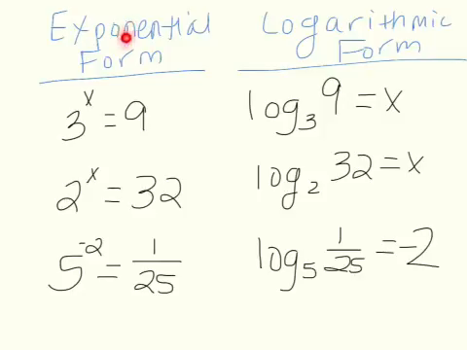These are all in exponential form: 3 to the x power, 2 to the x power, 5 to the negative 2 power. These are exponential form equations. The logarithmic form, the matching logarithmic form, has the log in it. That's how you can tell them apart.